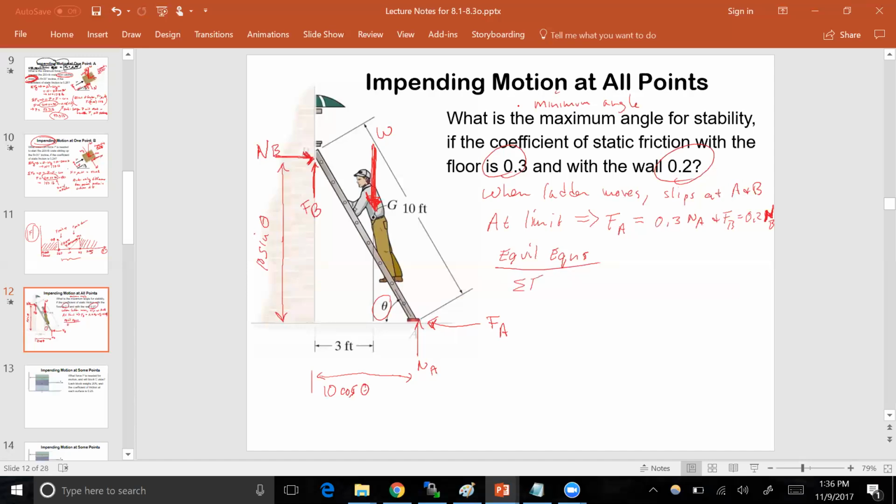So the sum of the Fx equals 0 is going to be, now that we've got our diagram set up, NB minus Fa. But we know Fa equals 0.3 Na, so therefore we can determine that NB equals Fa, and Fa equals 0.3 Na. So NB equals 0.3 times Na.